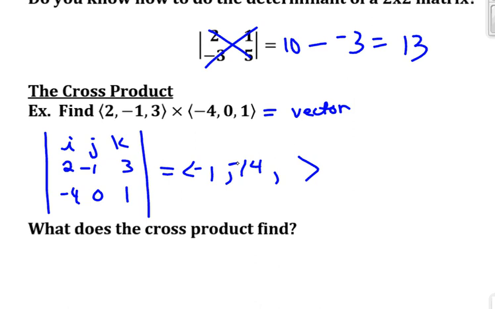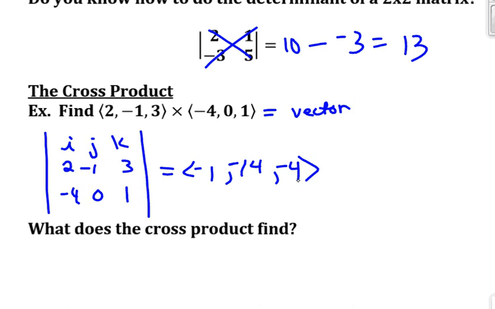And then the last thing, so I'm covering up the K. What's my determinant of those four numbers? 0 minus 4, so negative 4. And it doesn't always turn out negative. It just so happens here. Okay, so you get a third vector.